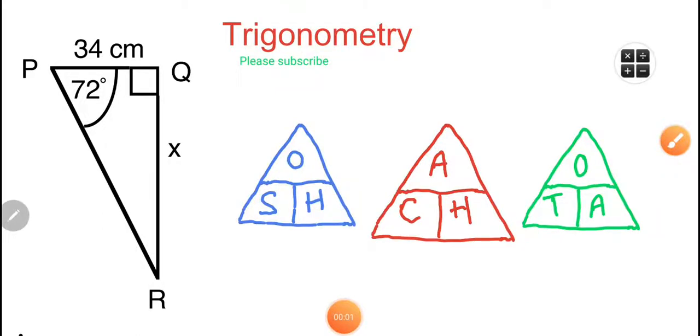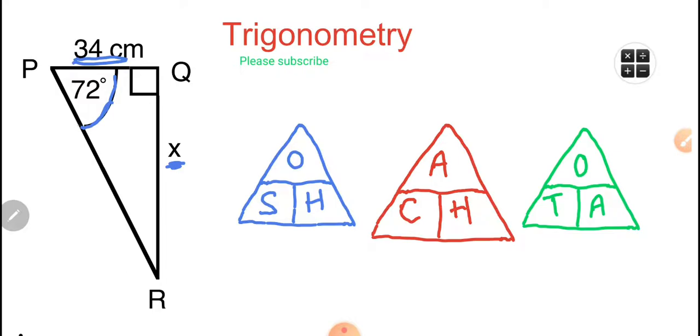So as usual, they've given us two things. They've given us the angle, which is 72. They've said that this side is 34, and they want us to work out the x. So they've given us two bits of information: it's 72 degrees, and this is 34 centimeters. And they would like us to work out the third.